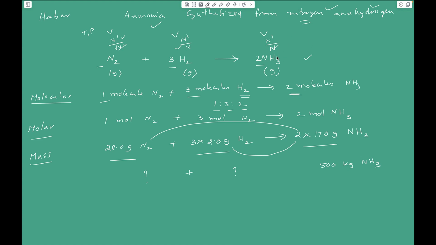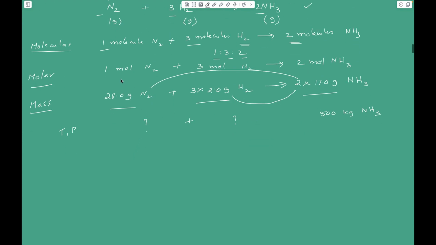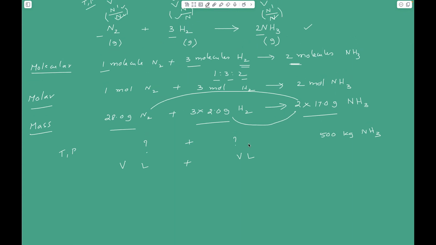Then the converse also must be true, right? If you take equal moles of different gases, then they must all have the same volume at the same temperature and pressure. So, at a particular temperature and pressure, let us say 1 mole of nitrogen has a volume of V liters. Then 1 mole of hydrogen also would have a volume of V liters according to Avogadro's law.